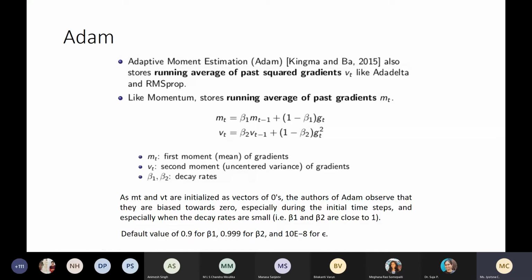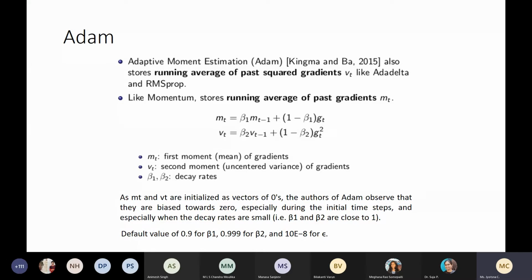Okay, so the next one is Adam. Adam is called adaptive moment estimation. It uses the benefits of both, that is, RMS prop.